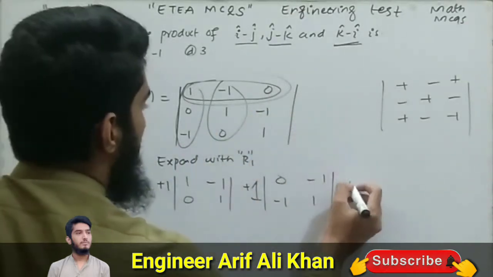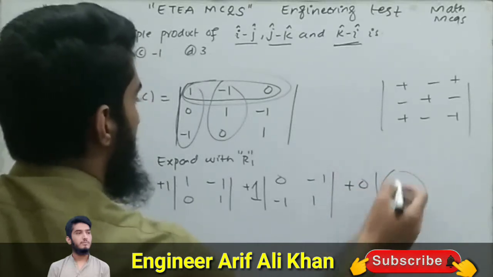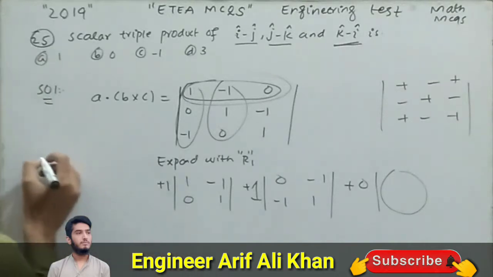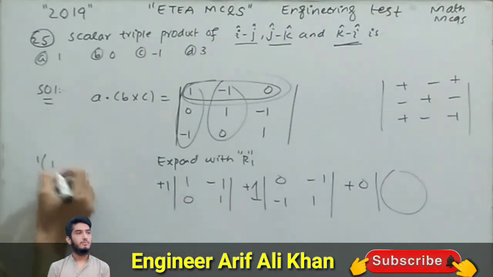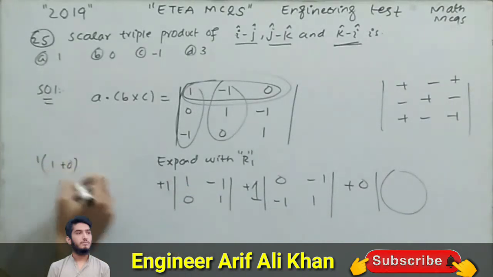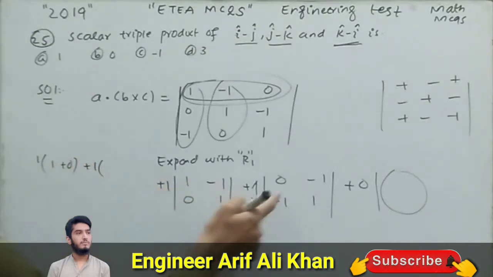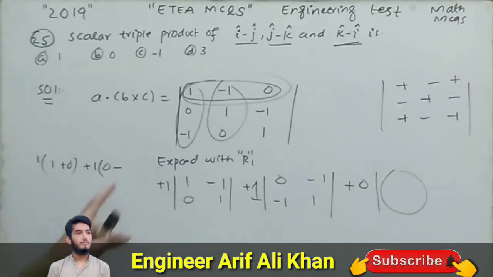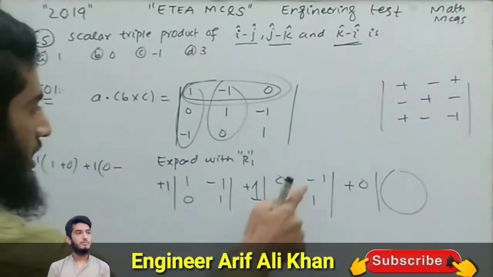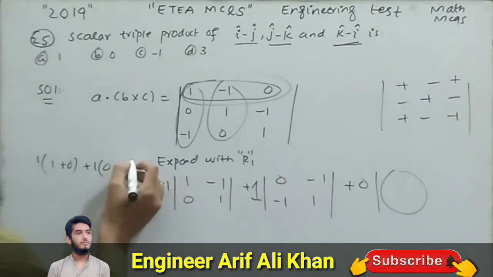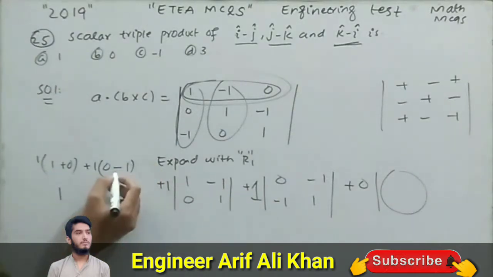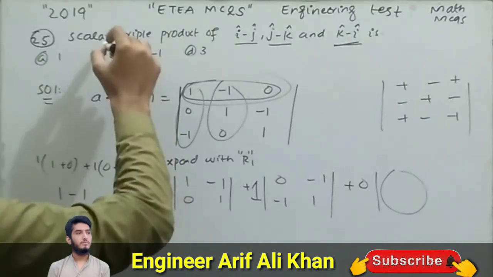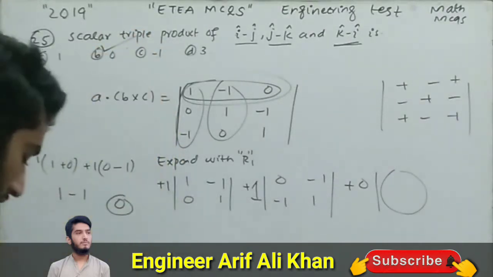After this we have 0, so there is no need to write the determinant here because 0 multiplied by anything gives us 0. Expanding this determinant, 1 into 1 gives us 1 and -1 into 0 gives us 0. After this we have +1, and 0 multiplied with 1 gives us 0. After this the negative sign of the formula, so minus into minus gives us +1. After simplification it gives us 1 and -1, so 1 minus 1 gives us 0. So the correct option for this MCQ number 25 is option B.